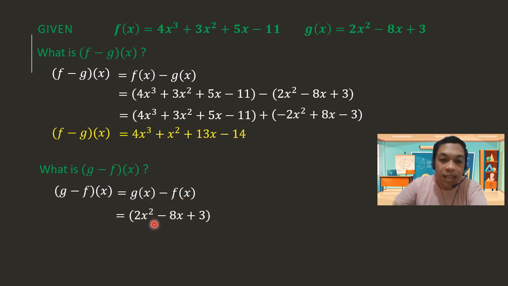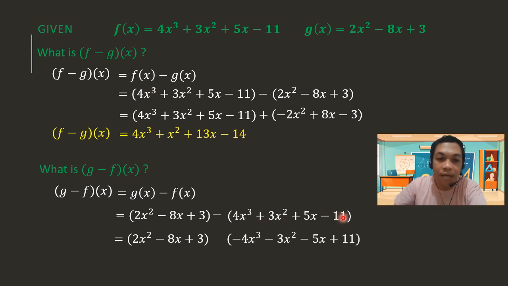So, g of x, that is 2x squared minus 8x plus 3 minus 4x cubed plus 3x squared plus 5x minus 11. Okay. Palitan natin yung sign niya, baliktarin natin, siya ay magiging negative 4x cubed minus 3x squared minus 5x plus 11. And then we proceed to addition.